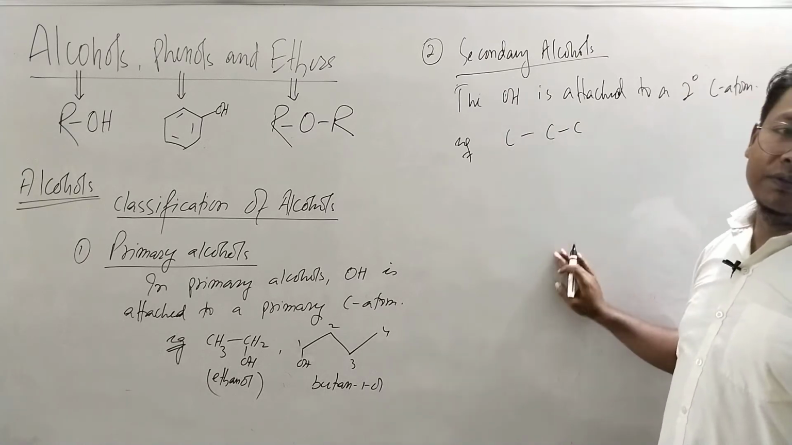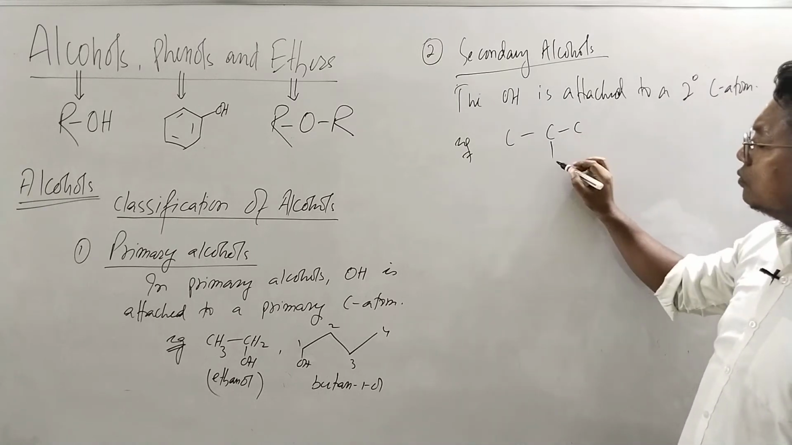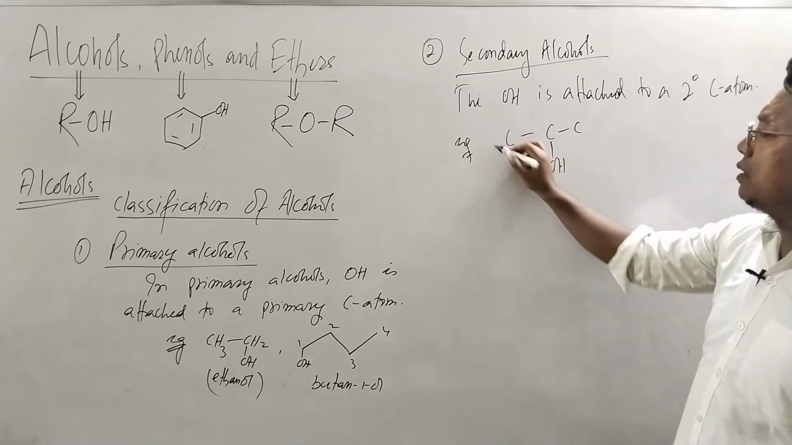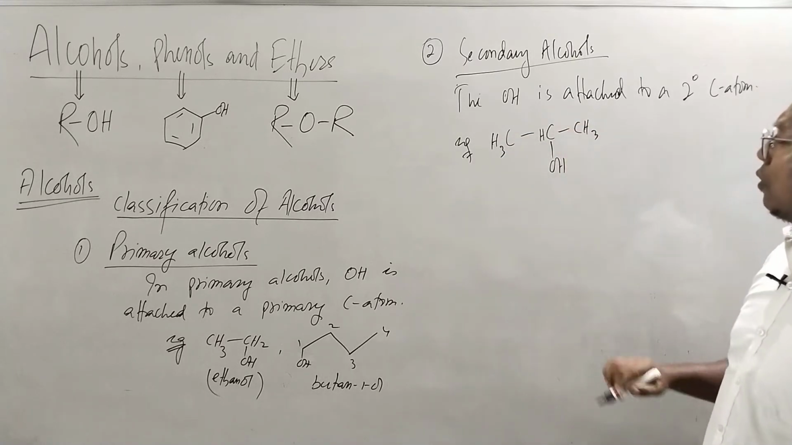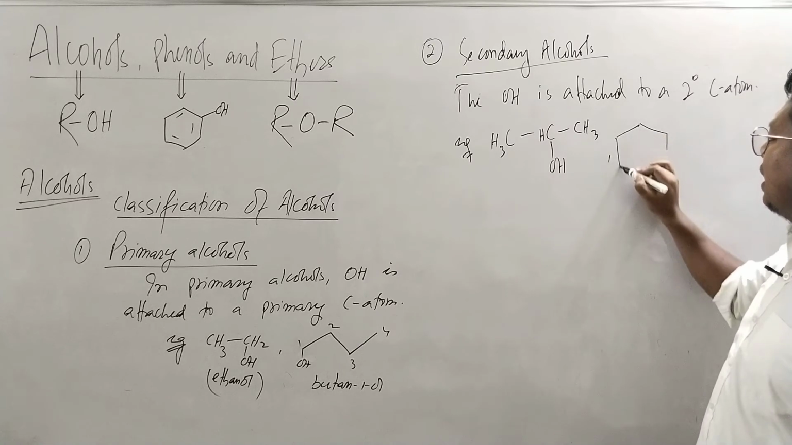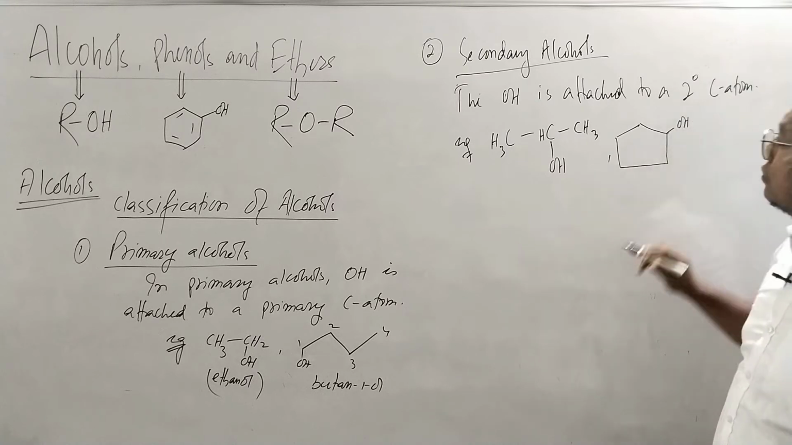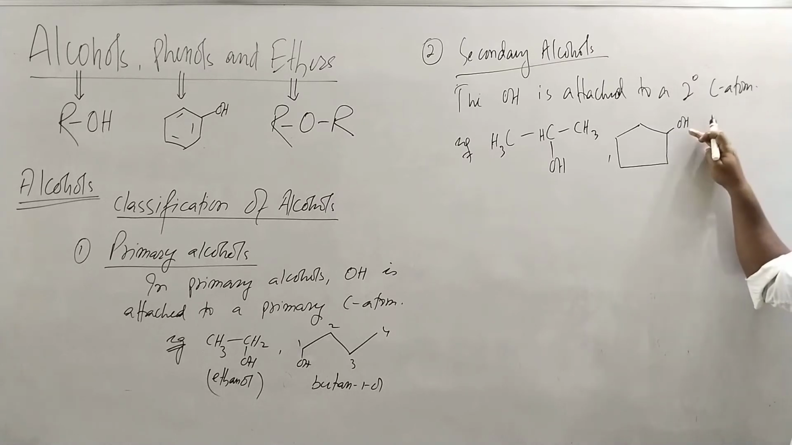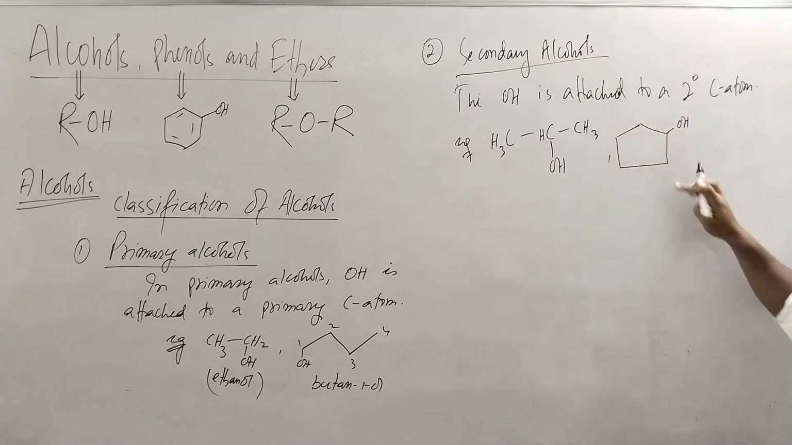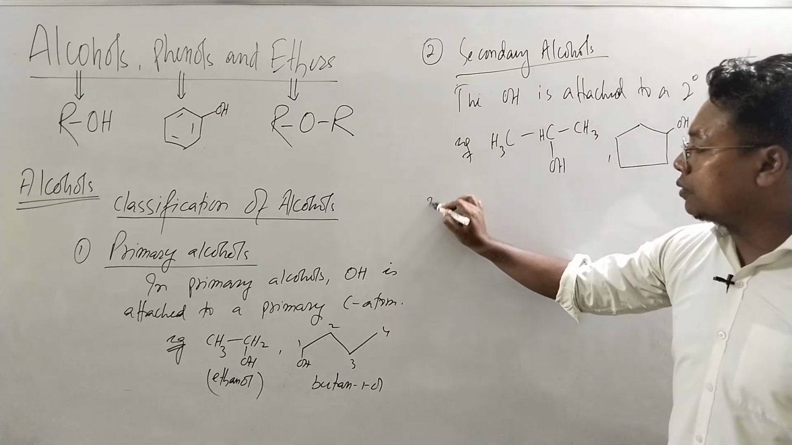There must be minimum of 3 carbon atoms for secondary alcohol. This is a secondary carbon atom. Here OH is attached. This is an example of secondary alcohol. Each carbon atom in cyclopentane is secondary carbon atom. So OH can be attached here, here, here, here, anywhere. Okay, these are examples of secondary alcohols.